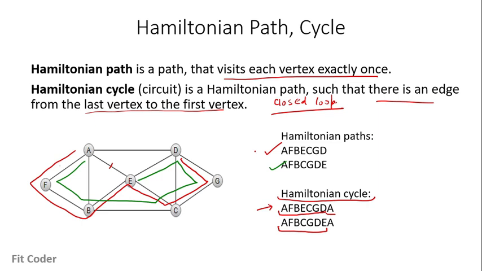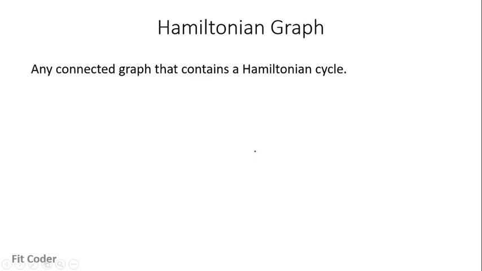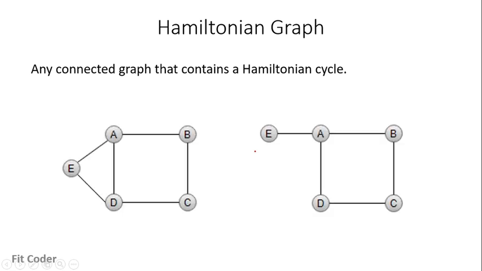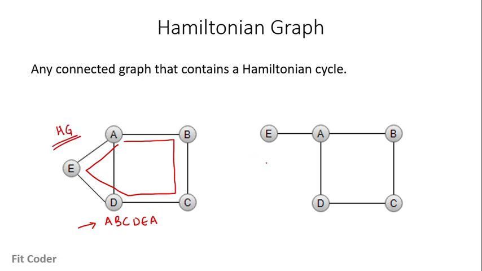So now let's see what a Hamiltonian graph is. Any connected graph that contains a Hamiltonian cycle is known as a Hamiltonian graph. If we take the left side graph, we see that there is a Hamiltonian path from A to B, from B to C, C to D, and D to E, and E to A. So this graph is a Hamiltonian graph.